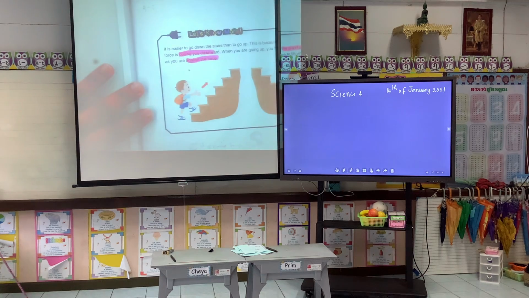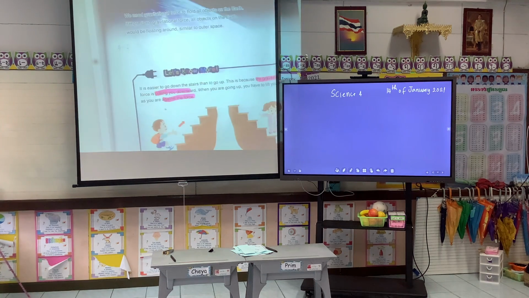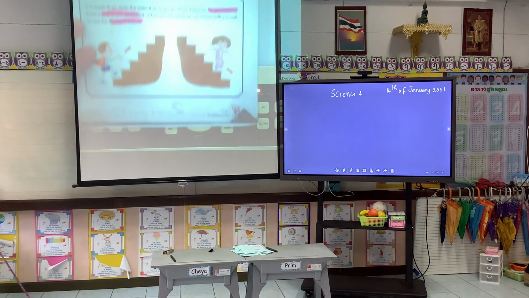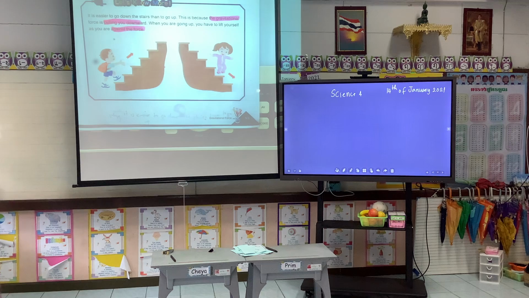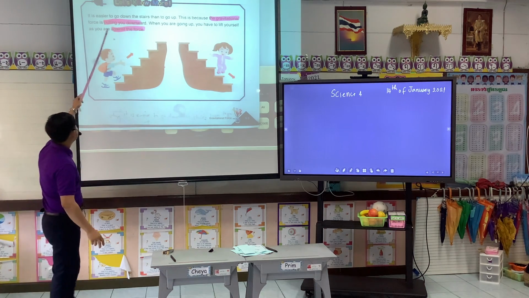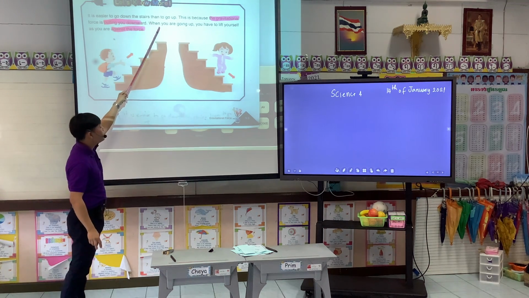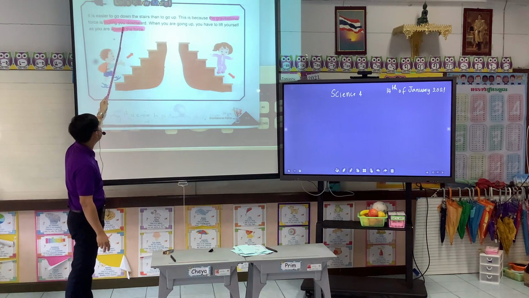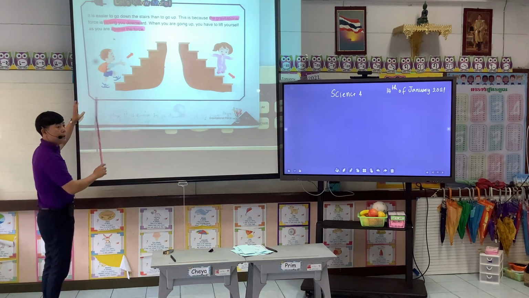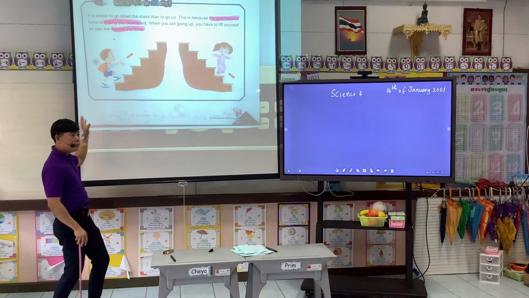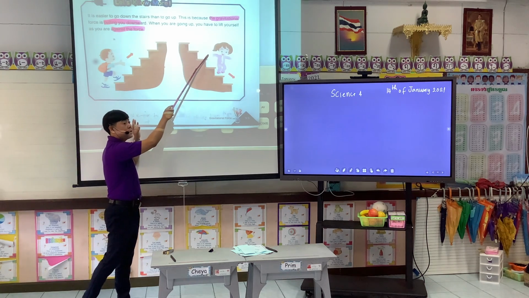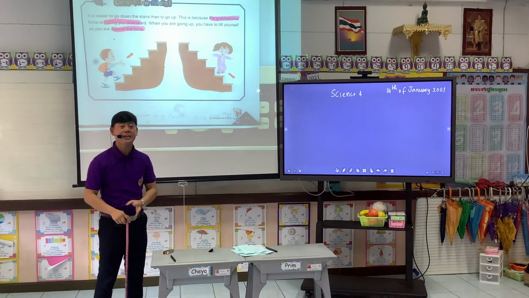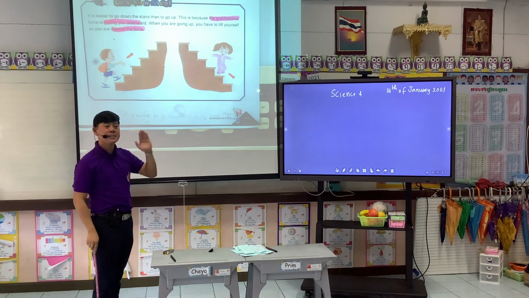So we have a short example. Why is it easier to go down the stairs than to go up? This is because the gravitational force is pulling you downward. Here a guy is going up the stairs and a young lady is going down the stairs. Why is going down the stairs easier than going up the stairs?